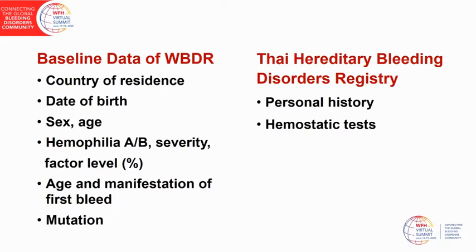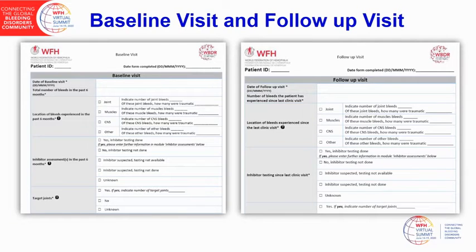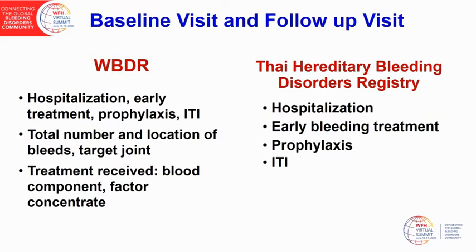Next, I will show you how to complete the baseline visit and follow-up visit of the WBDR. These are the data sheets. They are similar. Baseline visit contains data of the previous 6 months, while follow-up visit contains ongoing data. Both contain date of hospitalization, early treatment, prophylaxis, and ITI concerning the total number and location of bleed, target joint, and the treatment received of blood component and factor concentrate. You can capture information of bleeding and treatment from the Thai registry of hospitalization, early bleeding treatment, prophylaxis, and ITI.